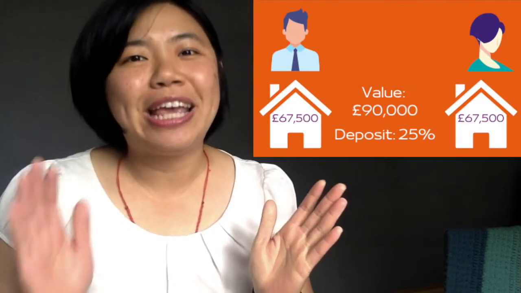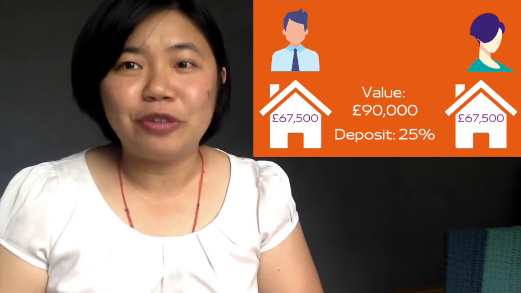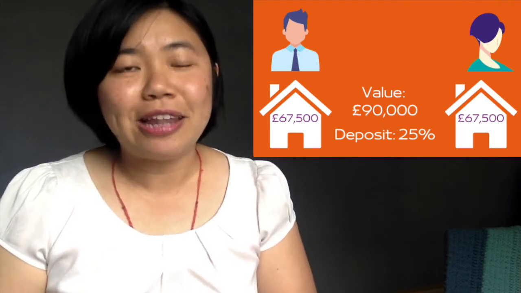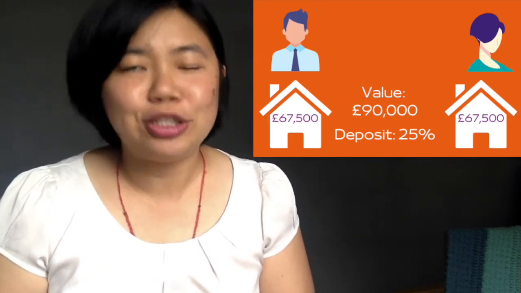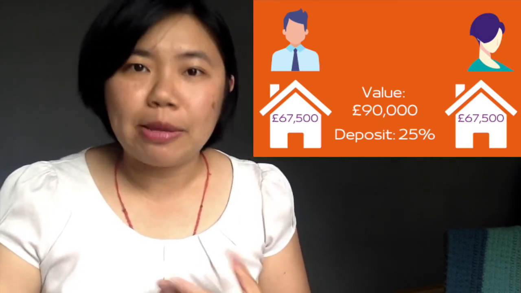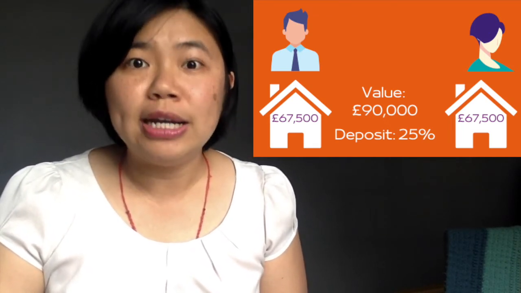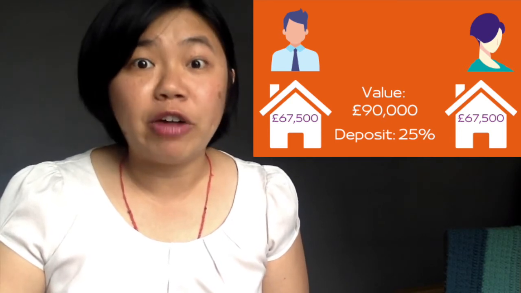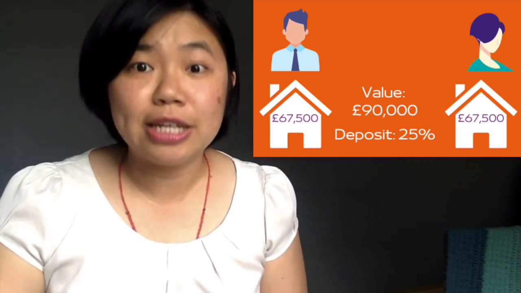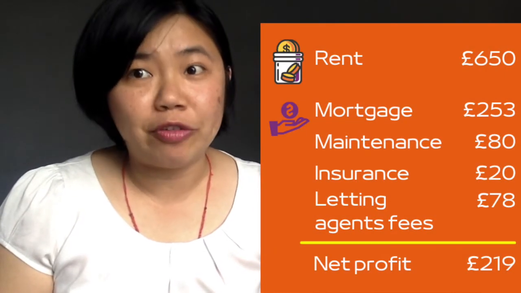Imagine we have two identical persons, Sam and Kim. They're identical in every way. Same job, same income for the next 15 years, same age, and they buy identical houses right next to each other. They both have a house that's worth £90,000 and they pay a deposit of 25%, and the remainder of the mortgage loan is therefore £67,500. The mortgage is interest only at 4.75%, and the house gives them a monthly rental income of £650.